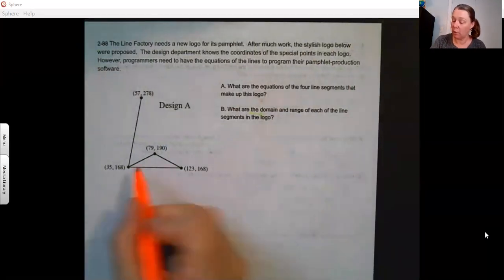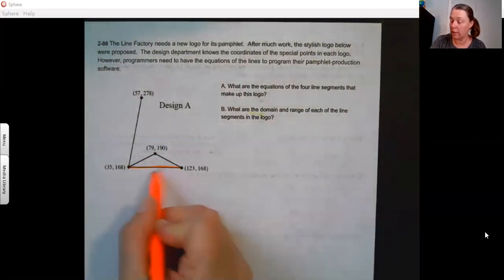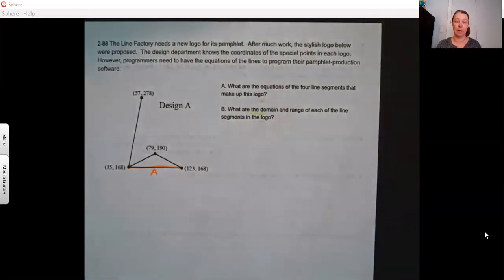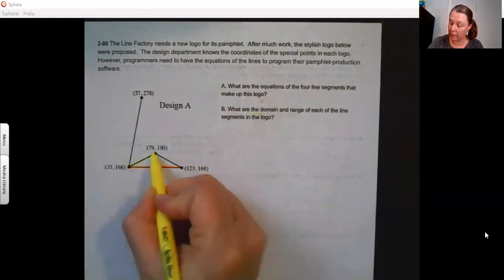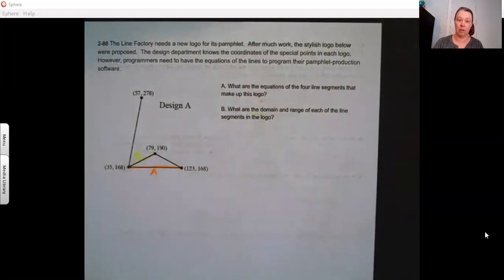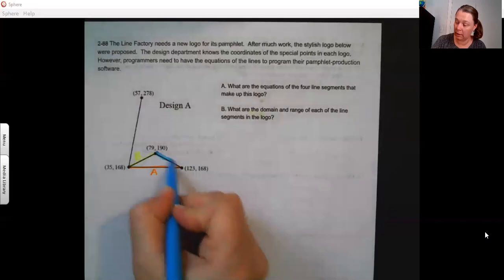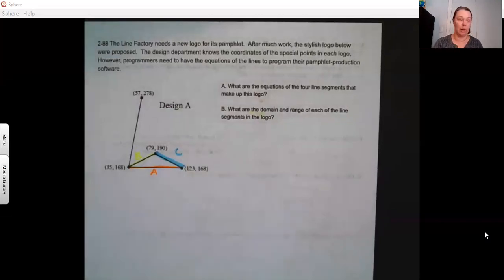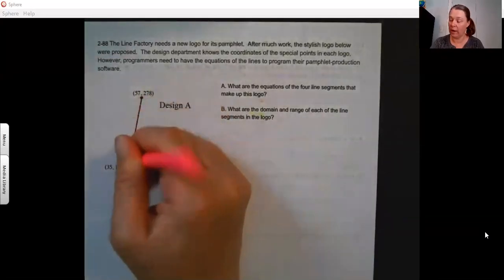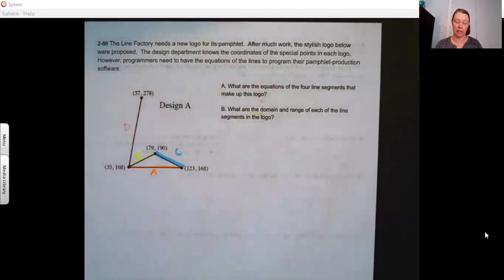I think I'm going to start with this one, and just so I can refer to it, I'm going to call this segment A, and I'm going to call this segment B, and I'm going to call this segment C, just so I can refer to them a little bit more easily, and then I'll call the last one segment D. So we want to find out the equation of each of these lines, and then the intervals for each of them, or the domain and the range.